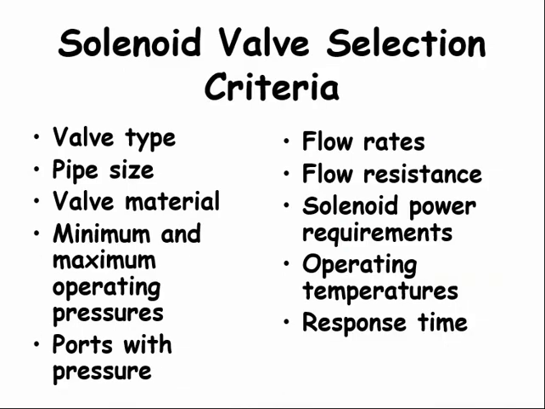Here is a list of solenoid valve selection criteria that you may want to consider when selecting solenoid or flow valves. Do you want a two-way valve, three-way valve, or a flow valve? What size pipe is going to be connected to the valve? What types of materials do you want the valve to be made of? Plastic, stainless steel? Does the valve need to be Teflon coated? What pressures will the valve be operating at?